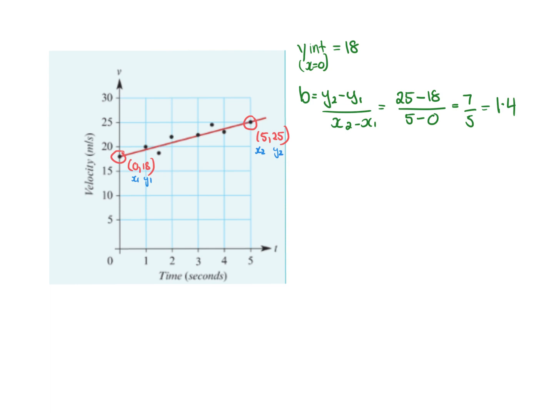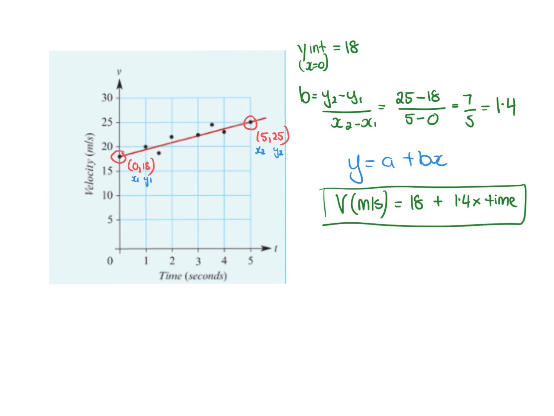So we'll change it. Now remember, the basic formula is this, but we don't want to use y and x. This time I'm going to say v for velocity, and I'm going to say meters per second, because that's what it's measured in. The a was 18 and b was 1.4, and I'm going to say times. Sometimes we write the word times time, because we could put t if you like, but I'm just showing you that you can write the word if you like.